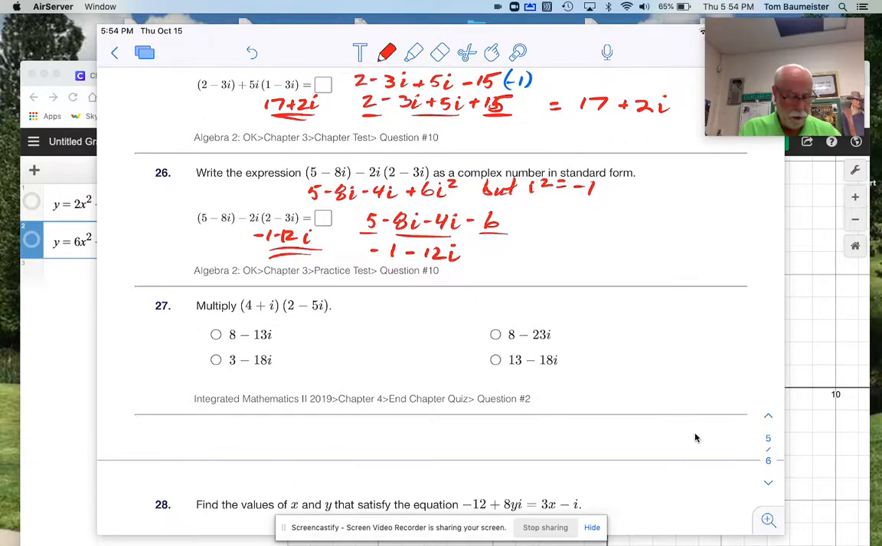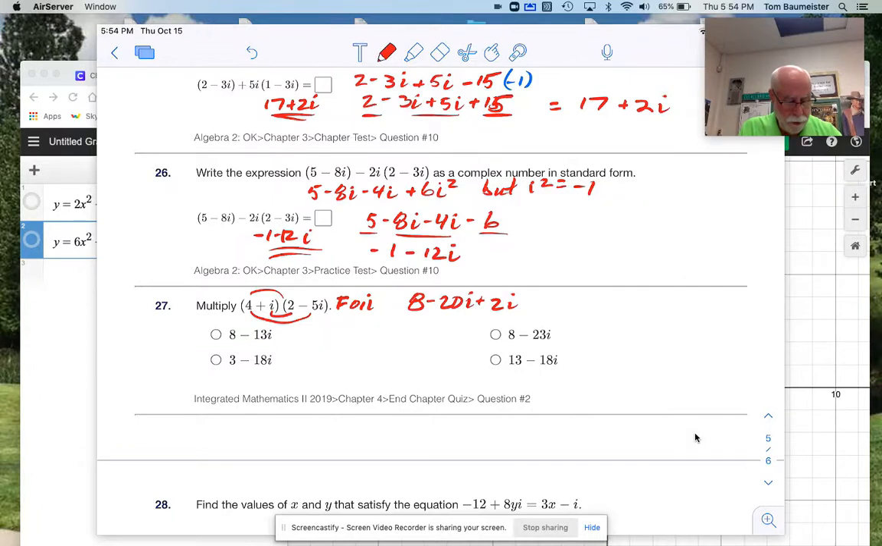Okay, remember on this one here, 27, we're going to FOIL. So first terms are 4 times 2. That's going to give us 8, right? Outside terms are minus 20i. Inside terms are plus 2i.